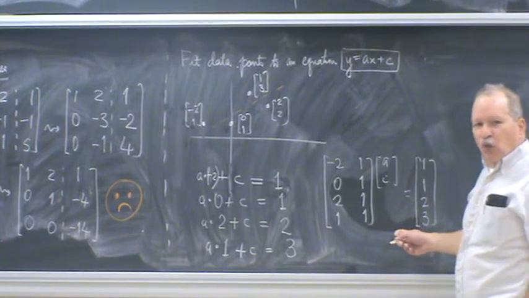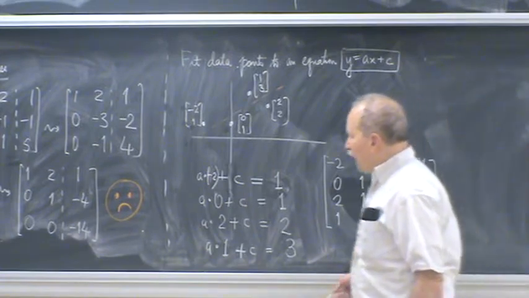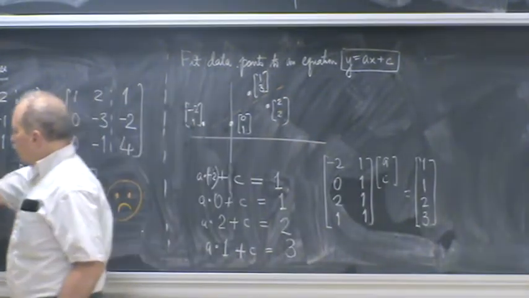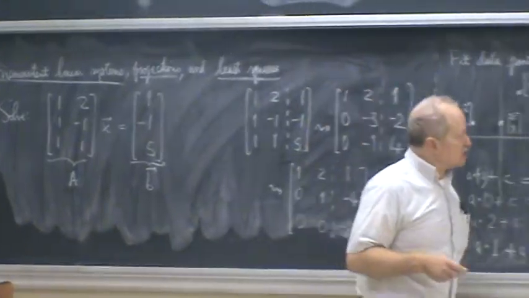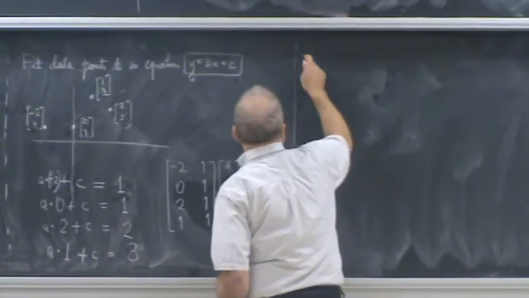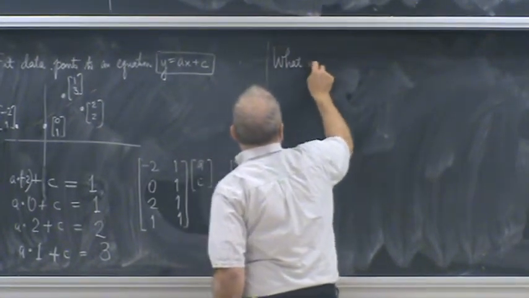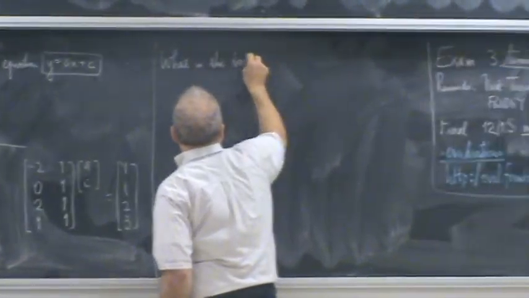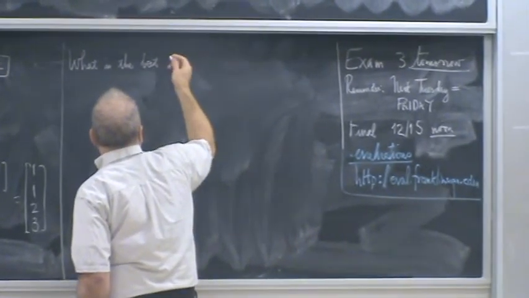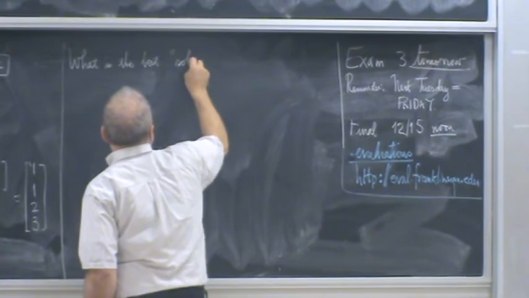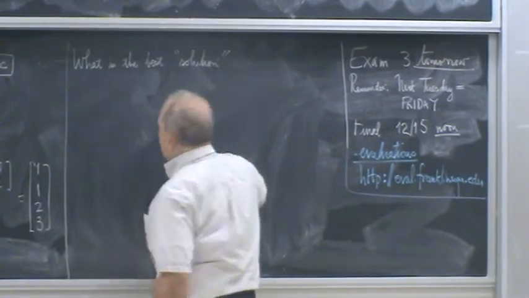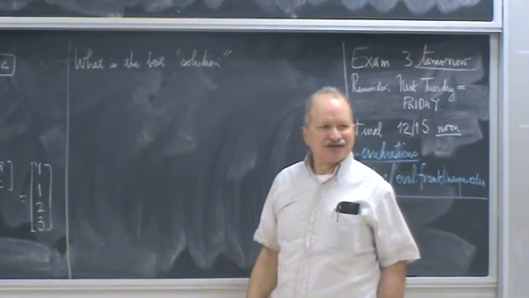The question is, what is the best way to try to solve an equation that's inconsistent? So, what is the best fake solution of an equation that has no solutions?